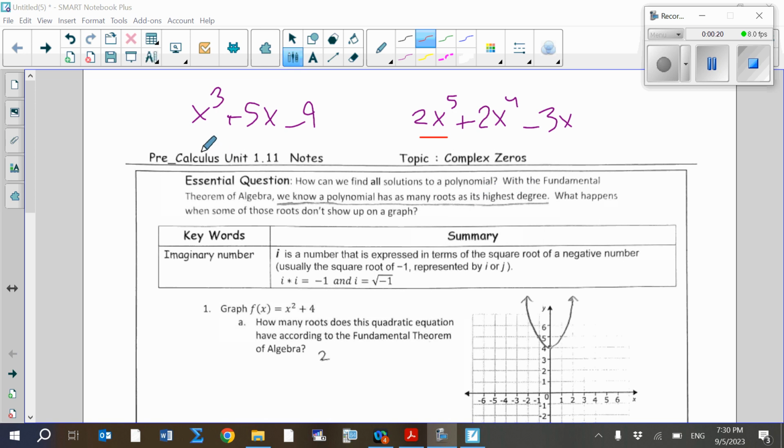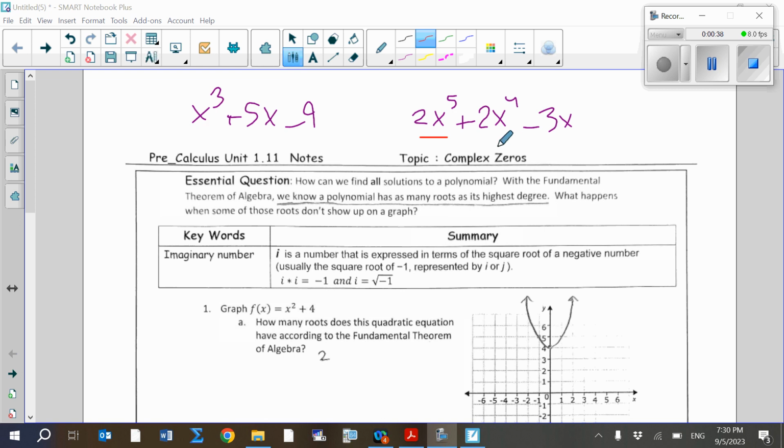That means if I have a polynomial like this one, this example, the degree of this polynomial is 3. It's the exponent of the term with the highest exponent. So 3 is the degree of this polynomial. That means it has 3 roots.